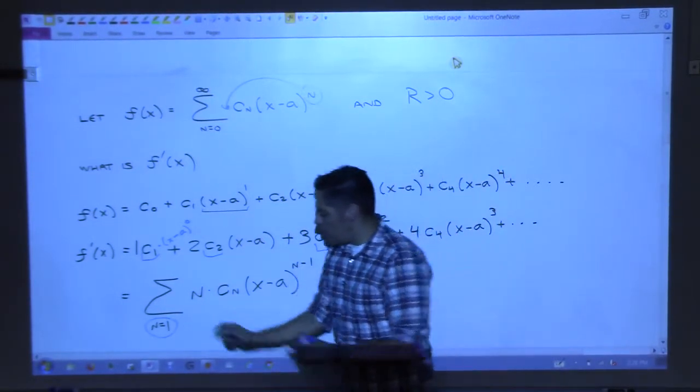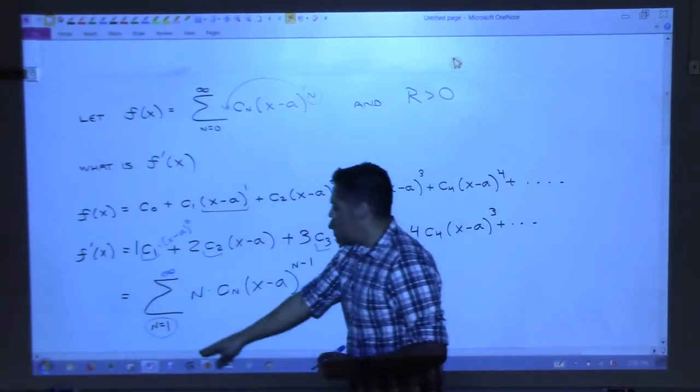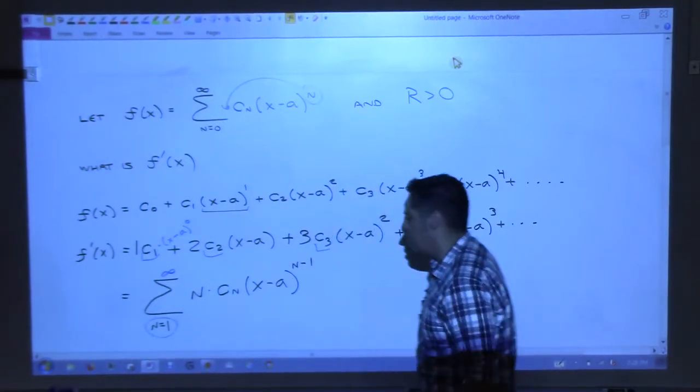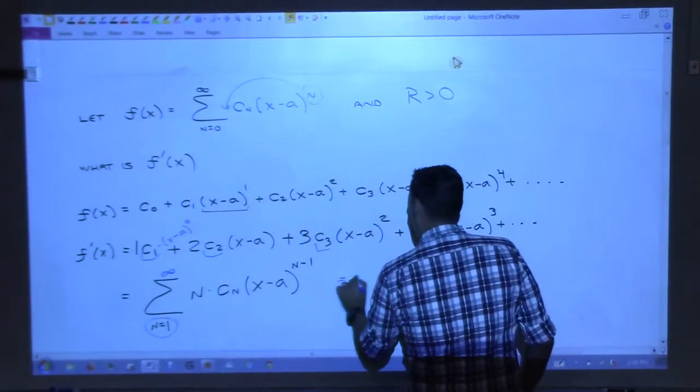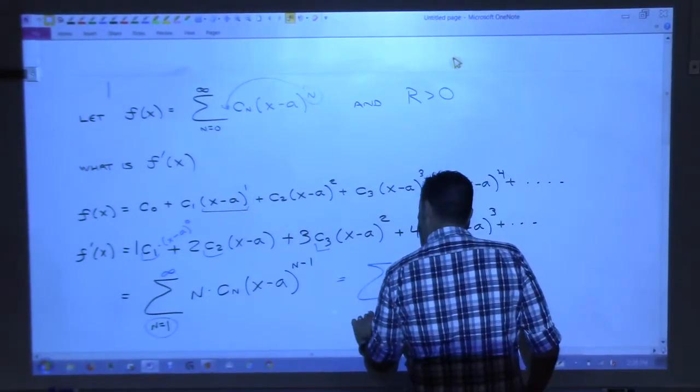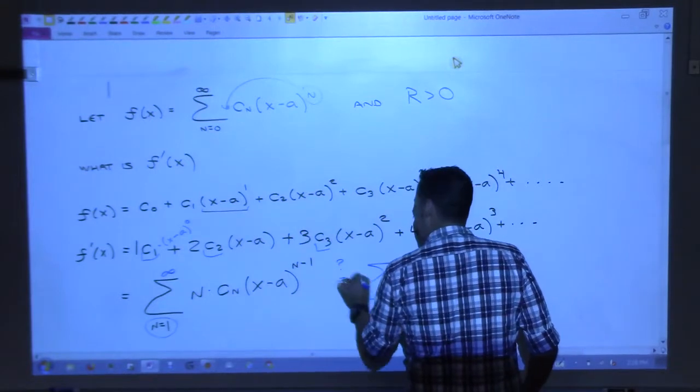And this index being 1 seems to be a problem. But let me ask you something. What if it was 0? If it was 0, would it still give you the same thing?